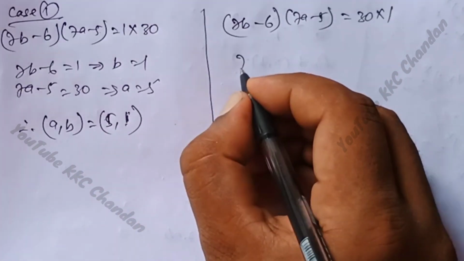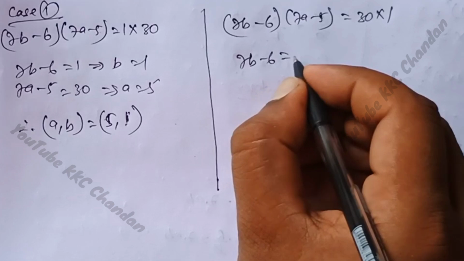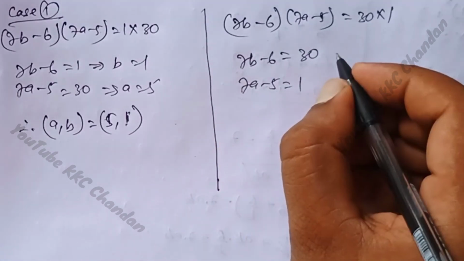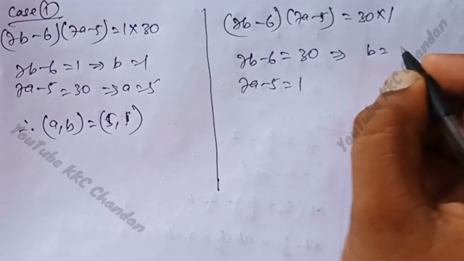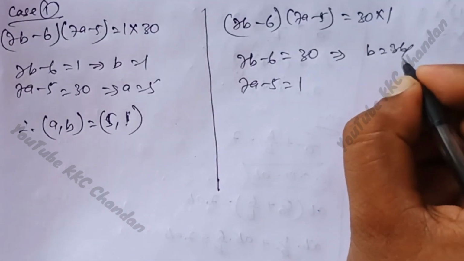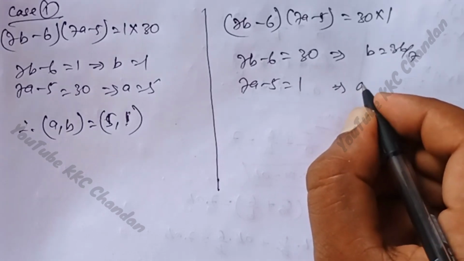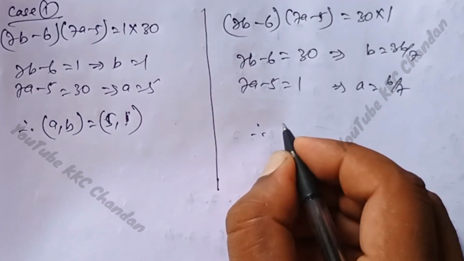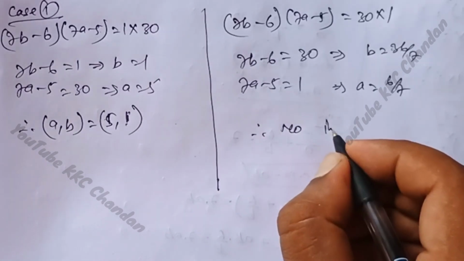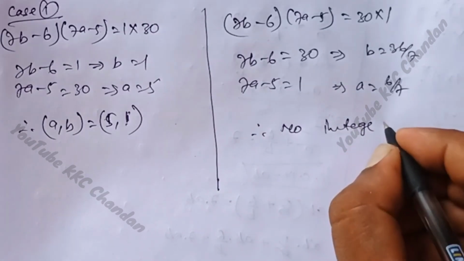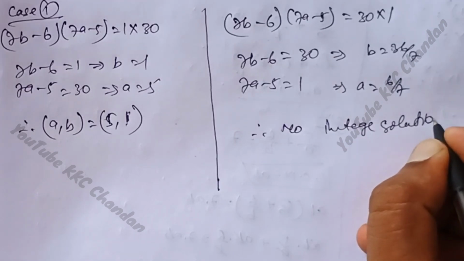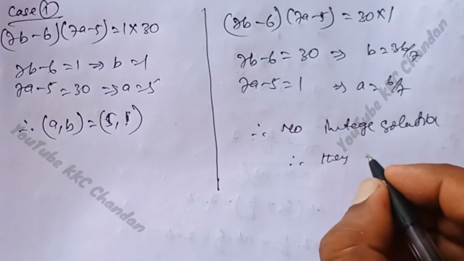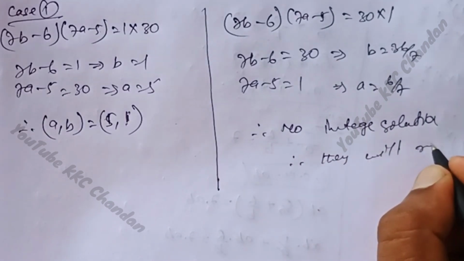Second, 7b minus 6 is equal to 30 and 7a minus 5 is equal to 1. b value is equal to 36 divided by 7, a value is equal to 6 divided by 7. Therefore, no integer solution. They will be rejected.